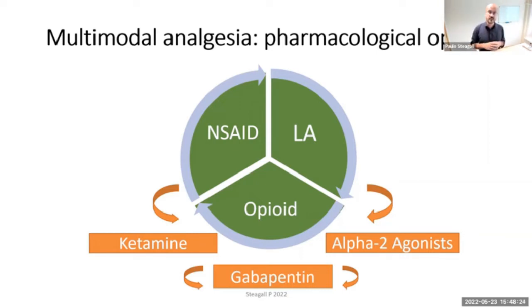The first line of analgesics that we're going to be thinking about is using non-steroidals, opioids, and local anesthetics. In the second line of analgesics, and this is my train of thought when I'm in the clinic, we're going to be thinking about what we call adjuvant analgesics.